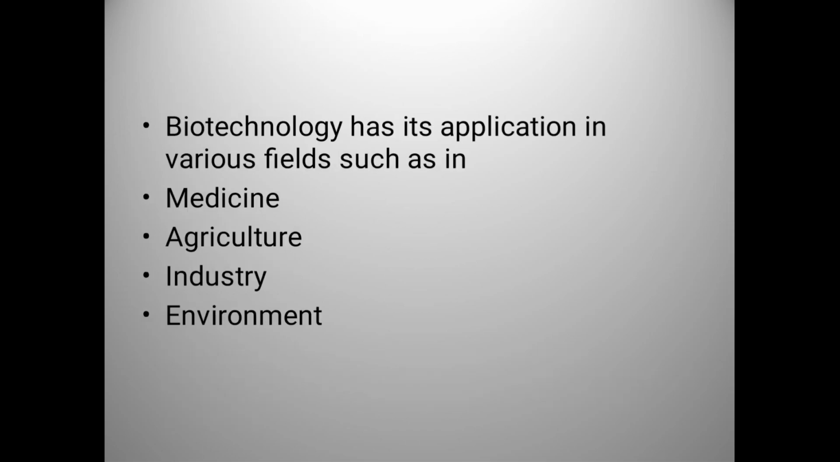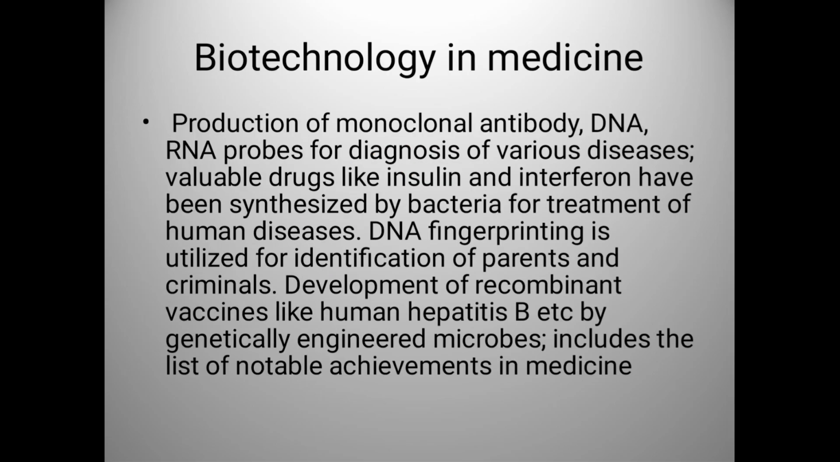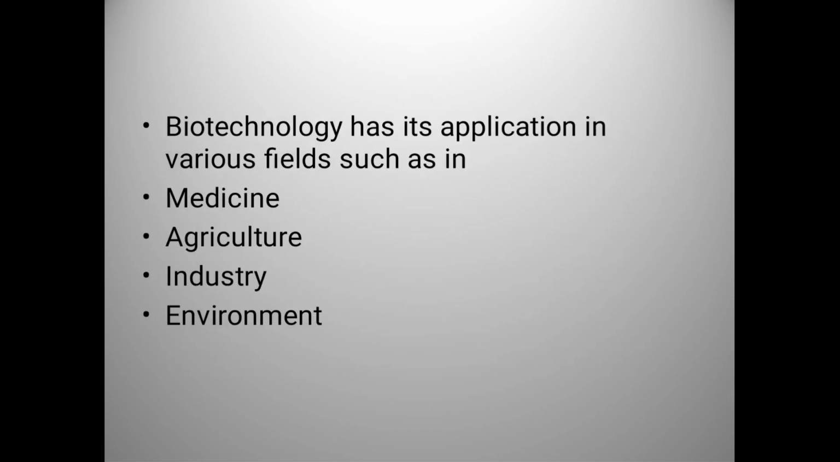Let's move further. Biotechnology has its application in various fields such as medicine, agriculture, industry, and environment, because every field has a scope for biotechnology. It means biotechnology can be used in all these fields. As we have already discussed, the main scope of biotechnology covers medicine, agriculture, industry, and environment. Now we are going to discuss it in detail.